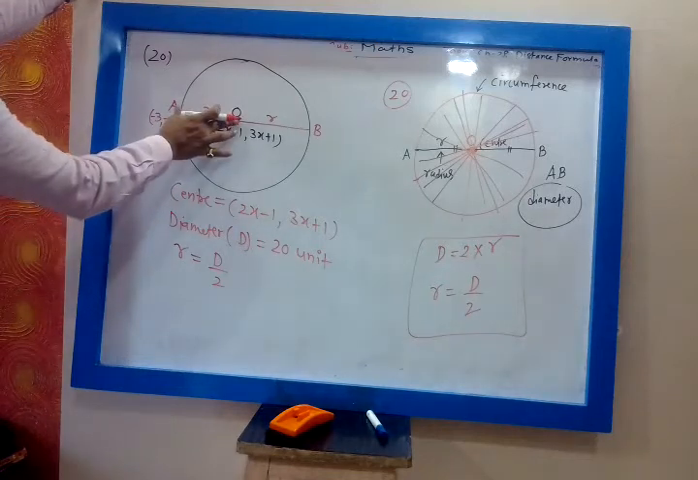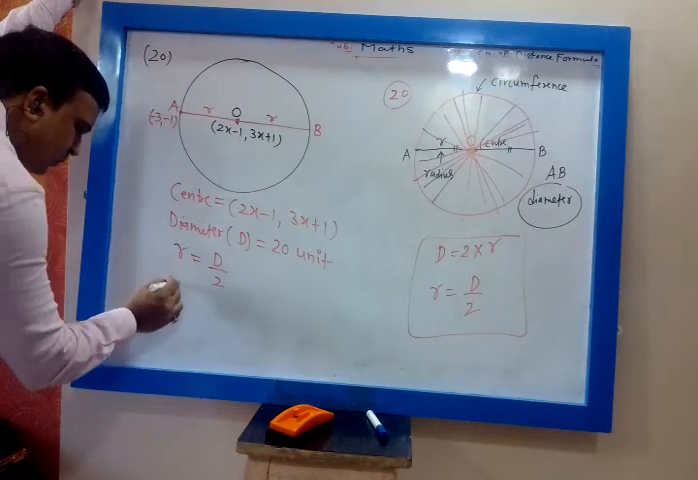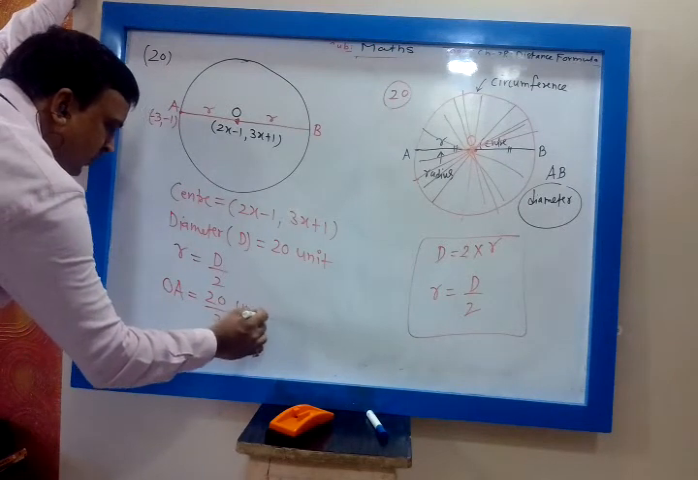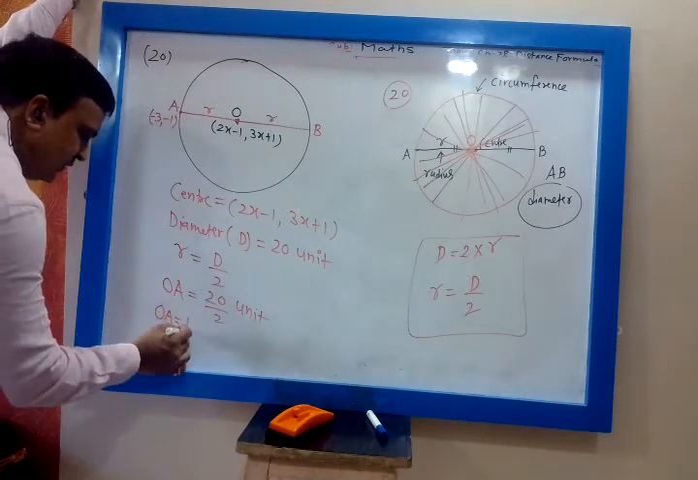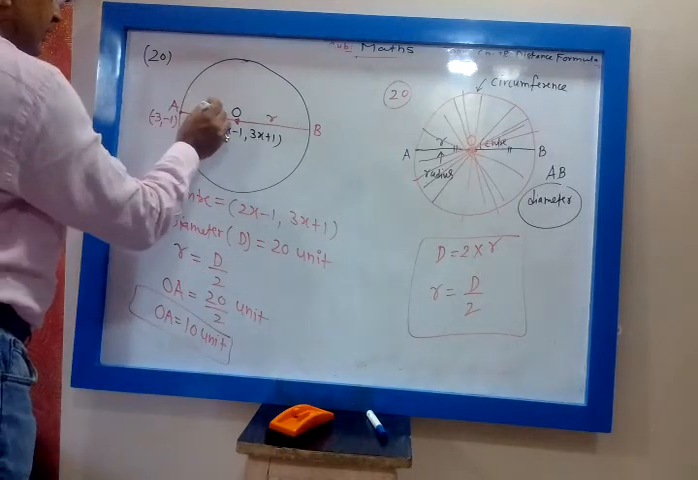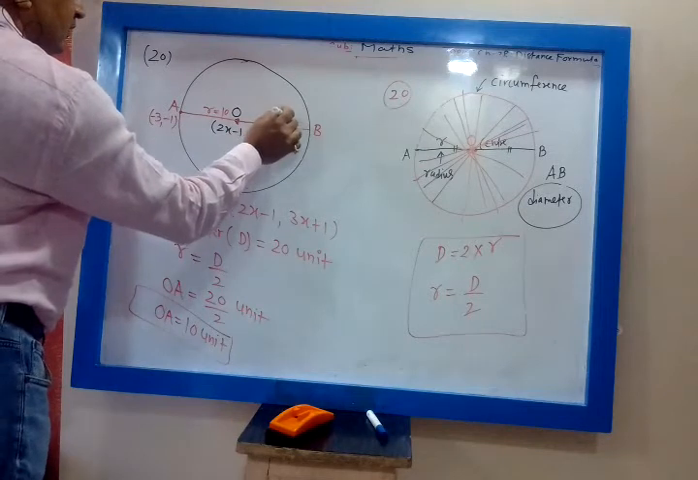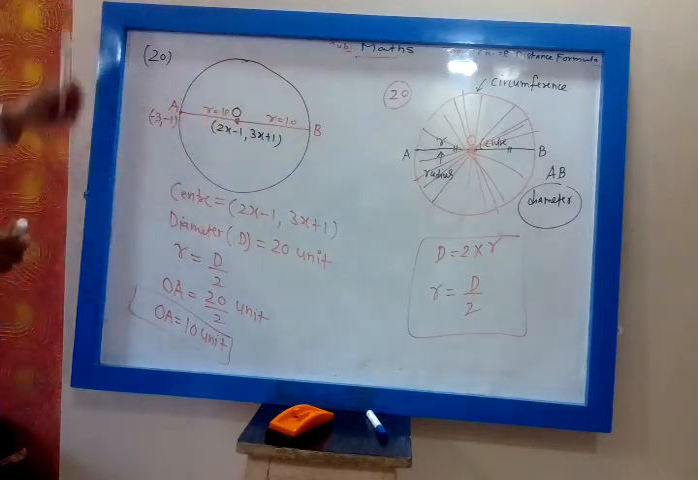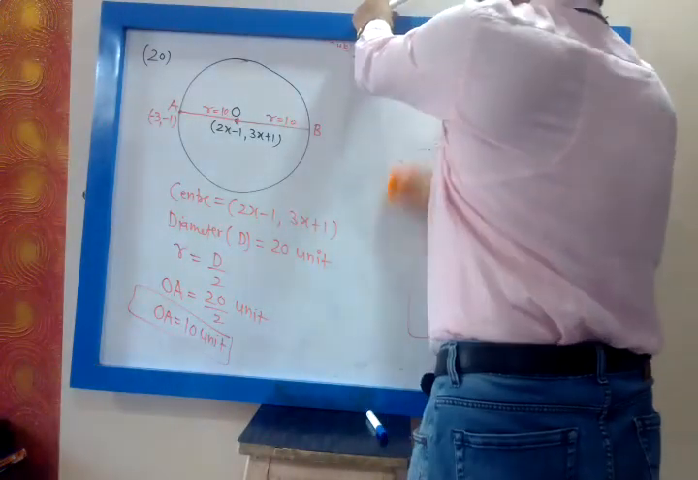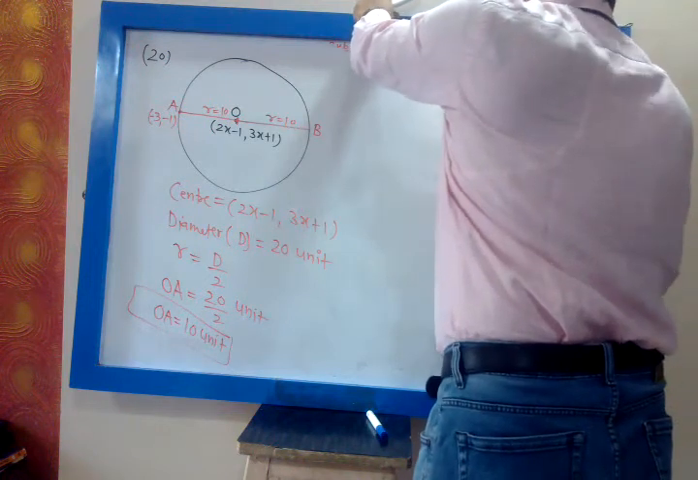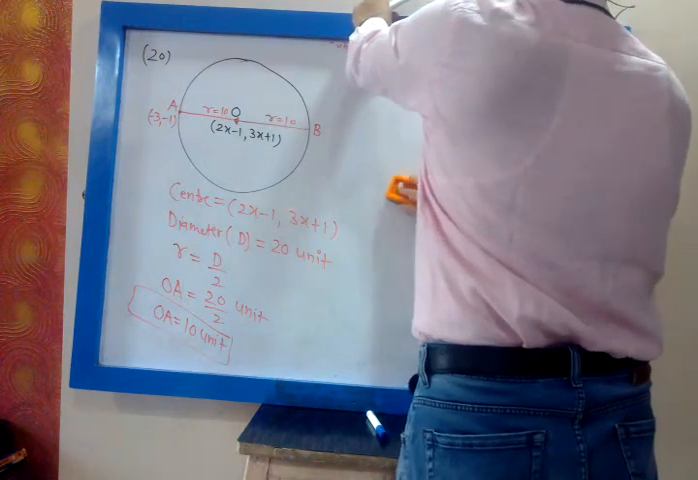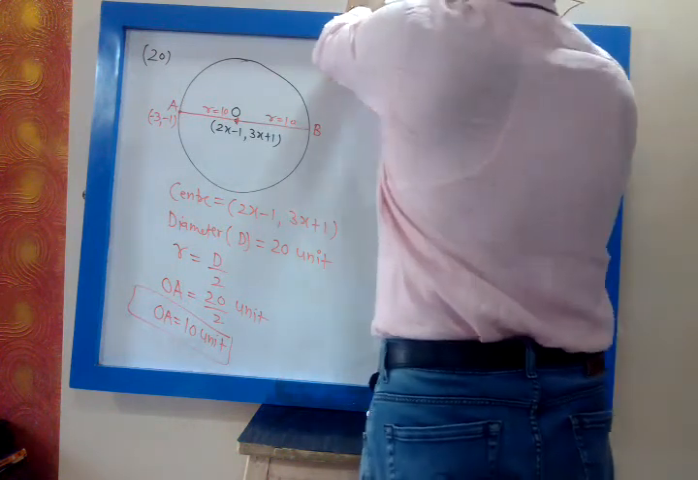But what is my radius? Radius is OA. So OA is equal to half of the diameter, 20 upon 2 units. So my OA is 10 units. This is 10. OA is given as 10 units. But use the distance formula and find OA. You will get the value of x. OA we have calculated using the diameter, but now the same OA we have to calculate using the distance formula.